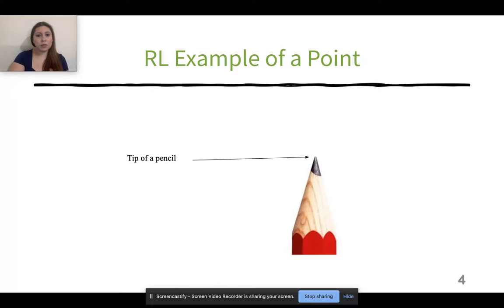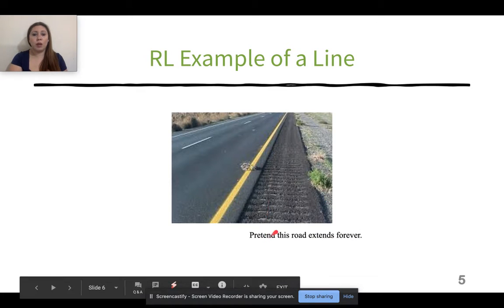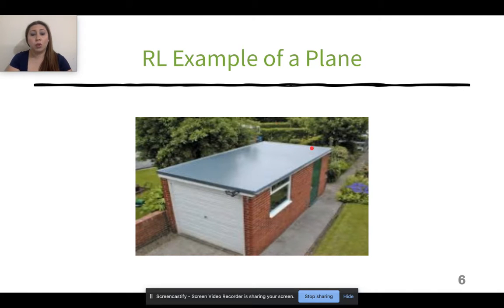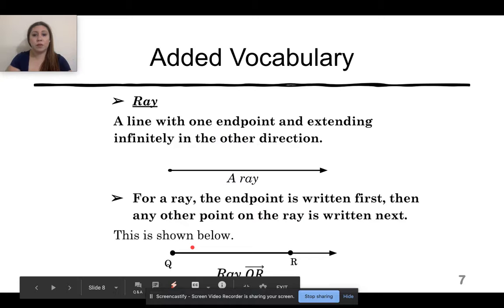Moving on. Here is a real life example of a point. The tip of a pencil is like a point because it is just a single position. A road is like a line because it extends forever. The top of a garage, like this specific one, would be like a plane because it is a flat surface. You can even say the garage door would be a plane because it is a flat surface.